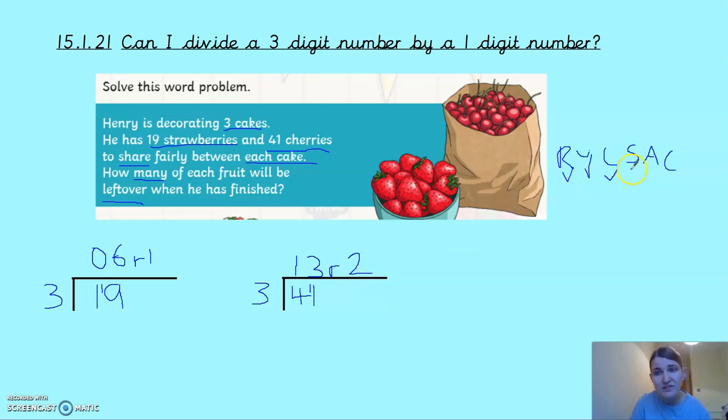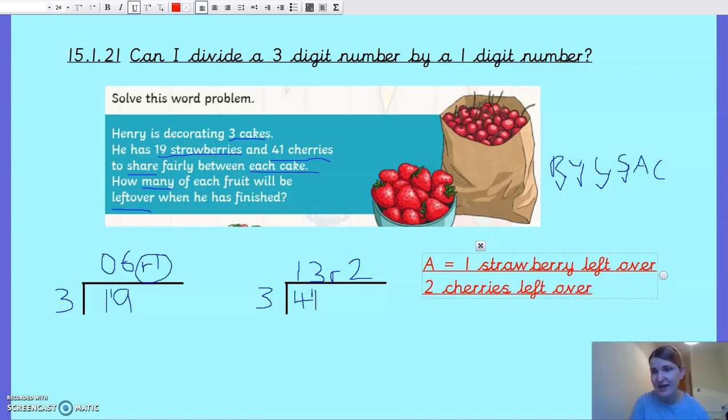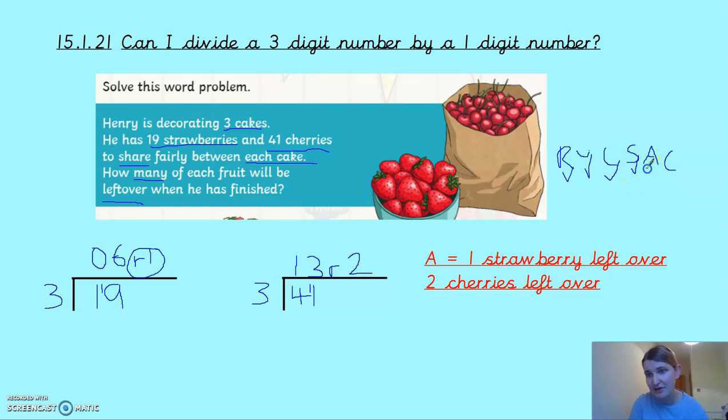So I think I've solved the question. However, let's just check. The question asks how many of each fruit will be left over when he's finished? So just writing 6 remainder 1, 13 remainder 2 won't give me my answer. So my answer needs to be: 1 strawberry left over and 2 cherries left over. Again, perhaps you can think about how you would check that using the inverse. All right.